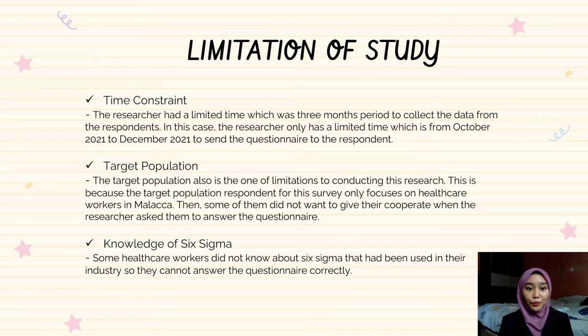Second, target population. The target population is also one of the limitations to conducting this research. This is because the target population response for the survey only focused on healthcare workers in Malacca. Then, some of them did not want to give their cooperation when the researcher asked them to answer the questionnaire. Third, knowledge of Six Sigma. Some healthcare workers did not know about Six Sigma that had been used in their industry, so they could not answer the questionnaire correctly.